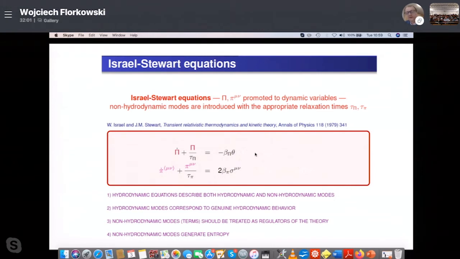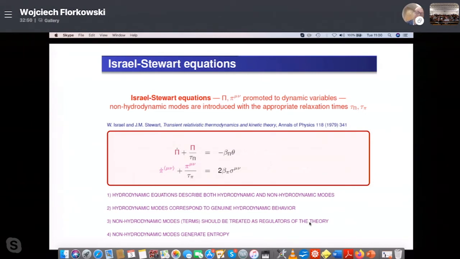And only this hydrodynamic mode is really real hydrodynamic behavior. You can call this long time behavior the genuine hydrodynamic behavior. Other things are really non-hydrodynamic, and actually they somehow help to stabilize the system, so that the system can really be solved. So another interpretation, which is the third point, is that if one introduces non-hydrodynamic modes, then those non-hydrodynamic modes are treated as the regulators of the theory.